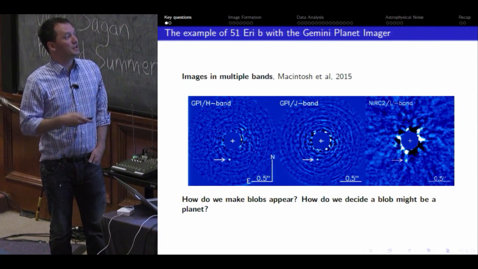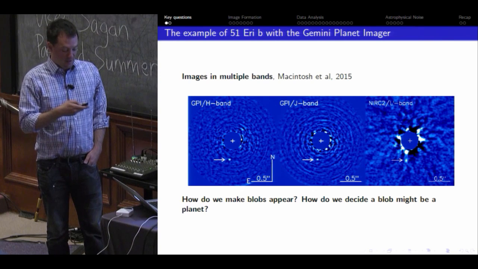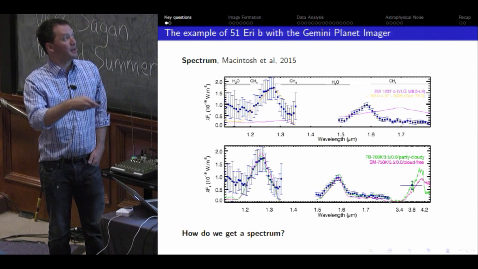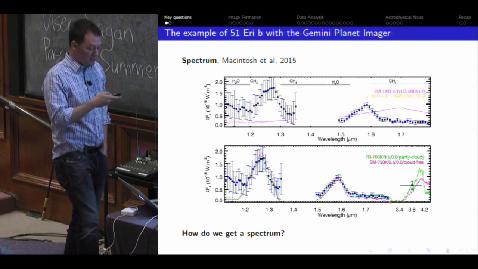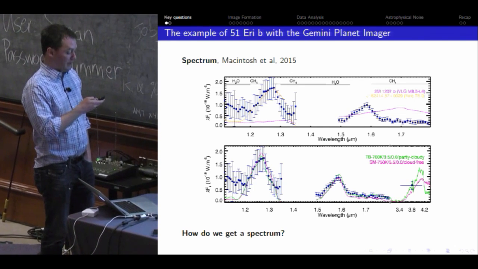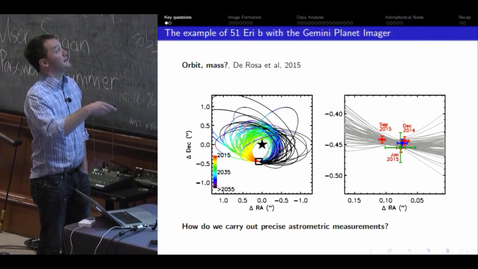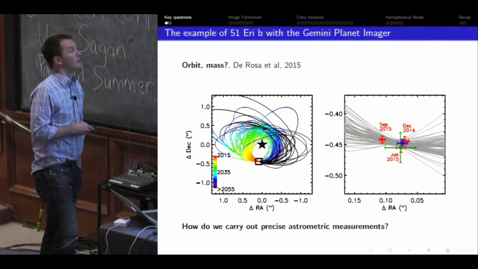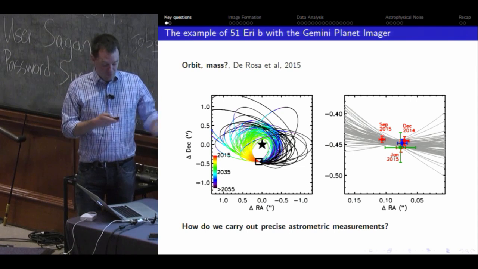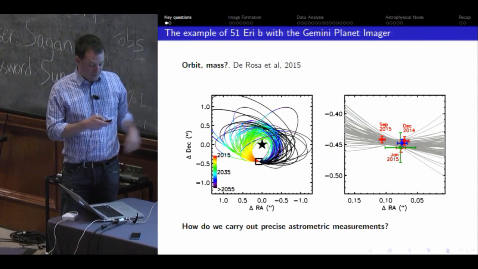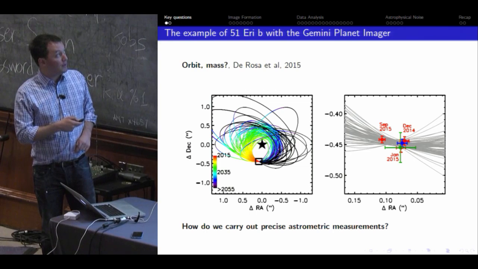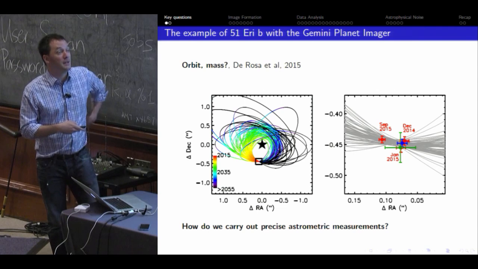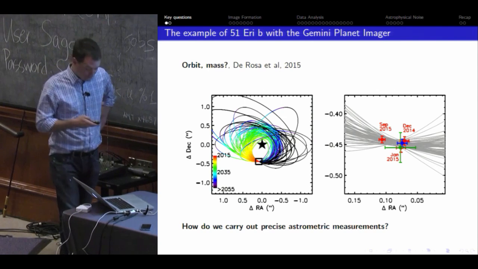Once you have a blob in an image, how do you decide it's a planet? How do you get a nice spectrum, like all those spectra that Dimitri showed you, and how do you get nice astrometry and nice orbits from your data? So I'm not going to go over recent results. I'm going to build my talk around data from the Gemini Planet Imager. So this is data around 5000 eV for 5000 eV that Dimitri talked about.